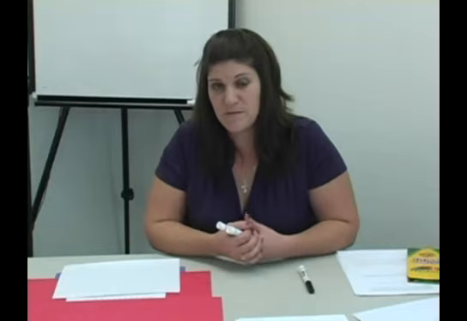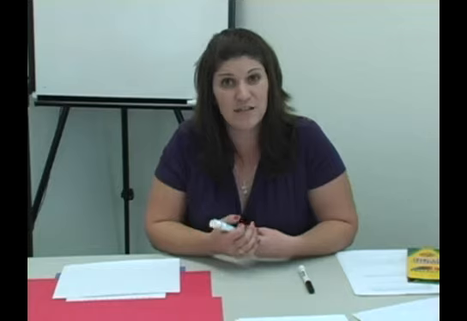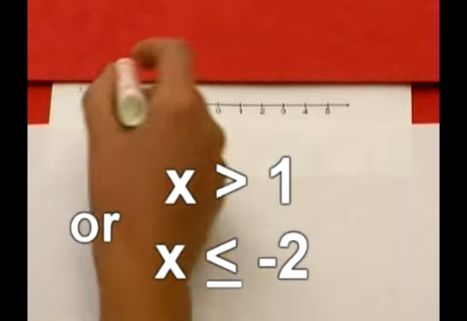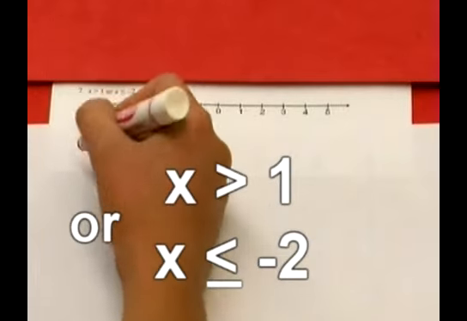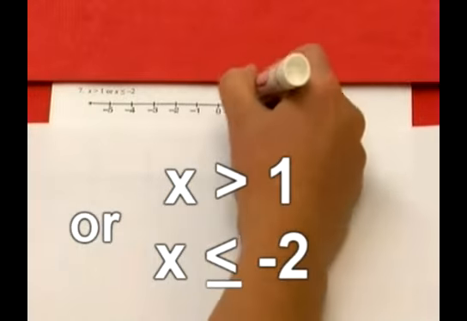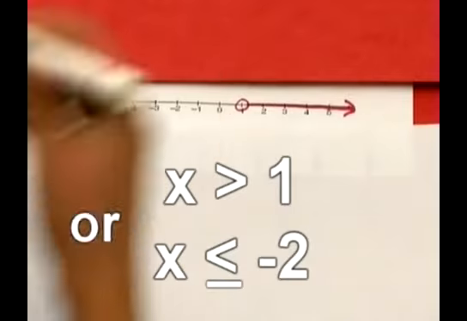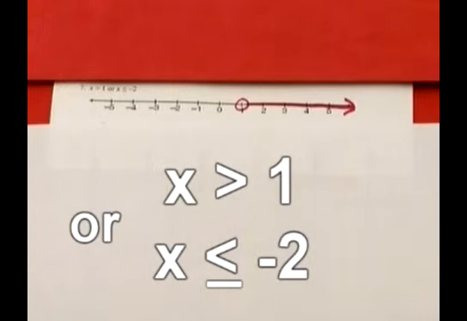Those previous problems we were doing were the compound inequalities with an AND statement. Now I want to show you one with an OR statement, and you'll see what I mean in just a moment. For this system of equations, we have x is greater than 1. Not equal to, simply greater than. And we have x is less than or equal to -2.